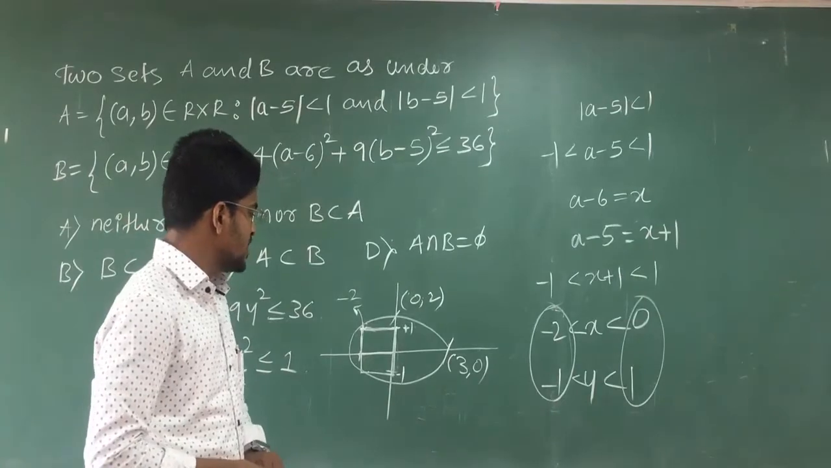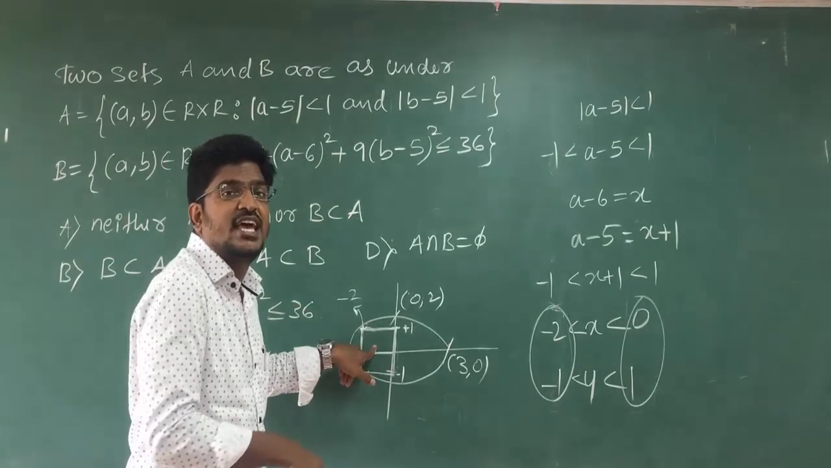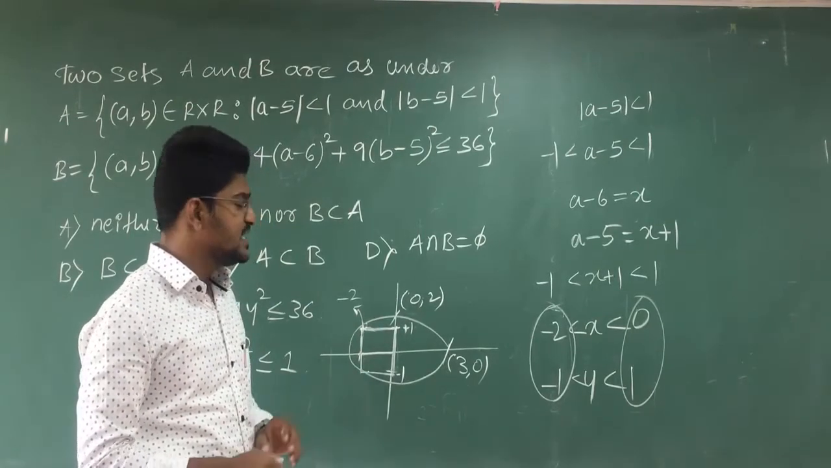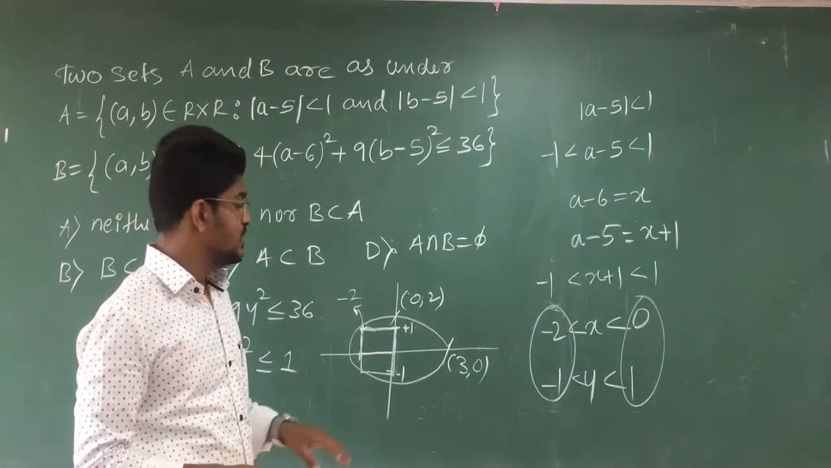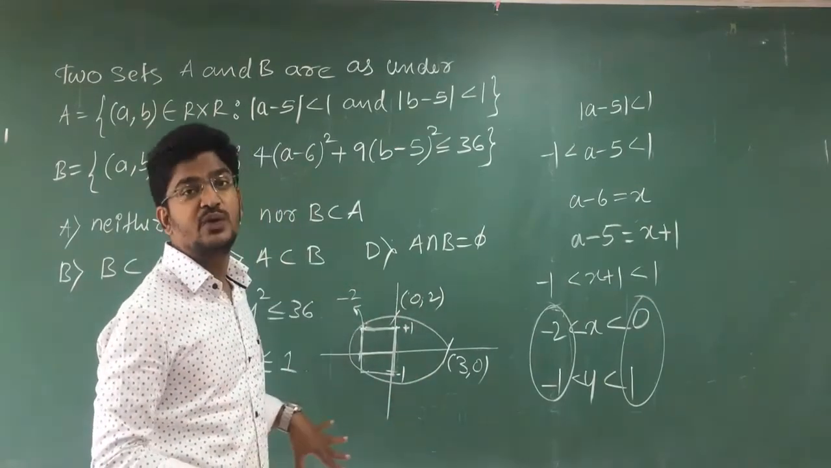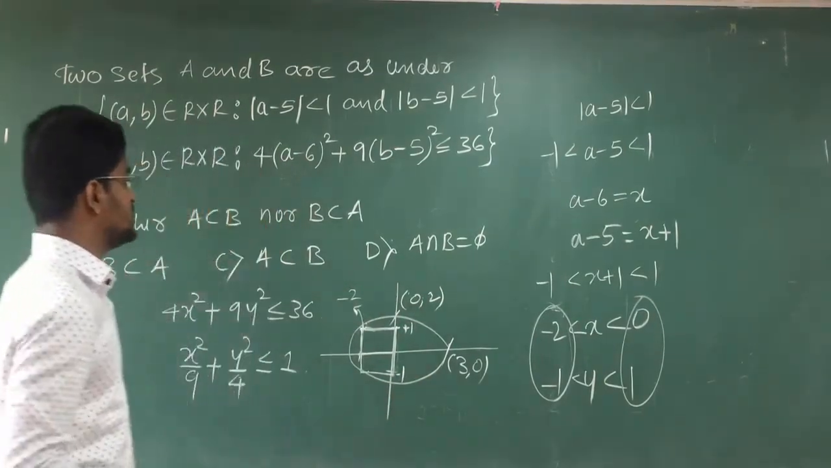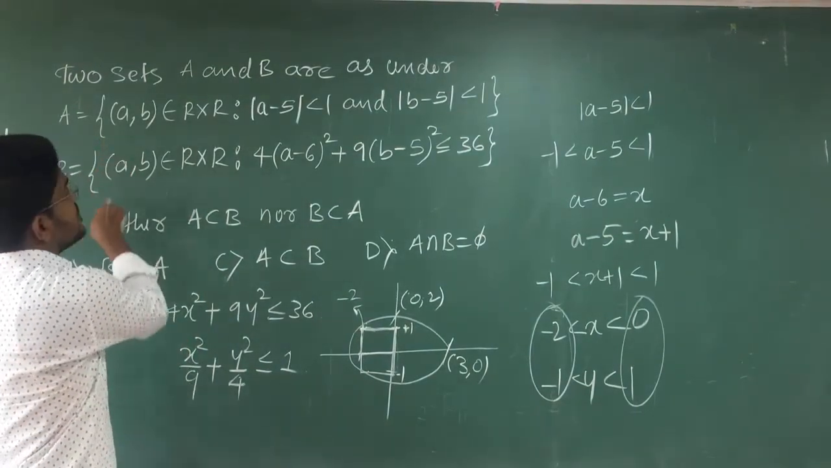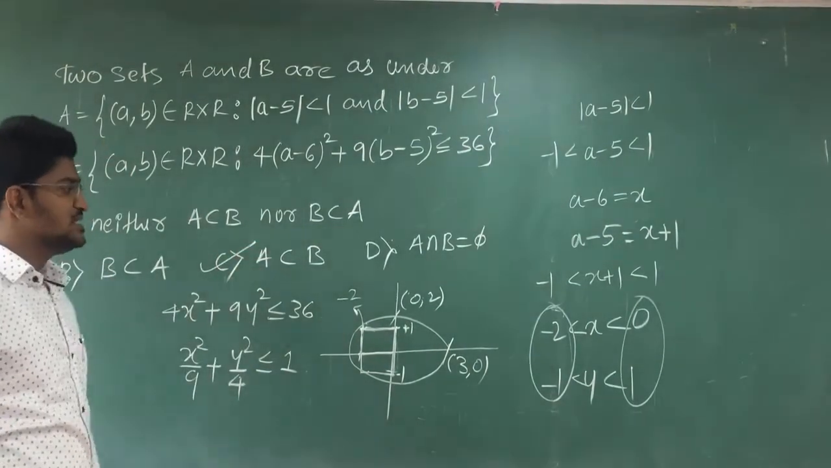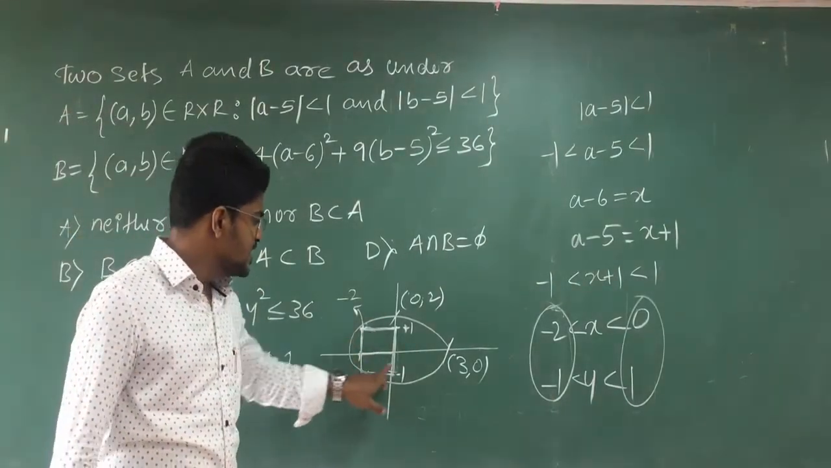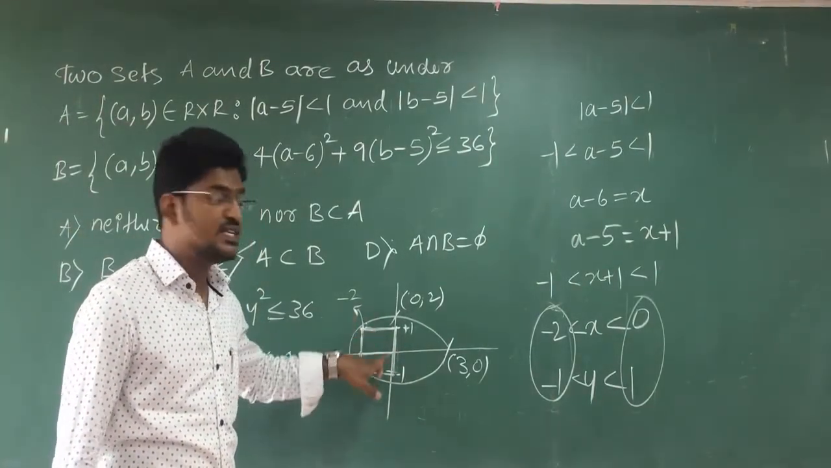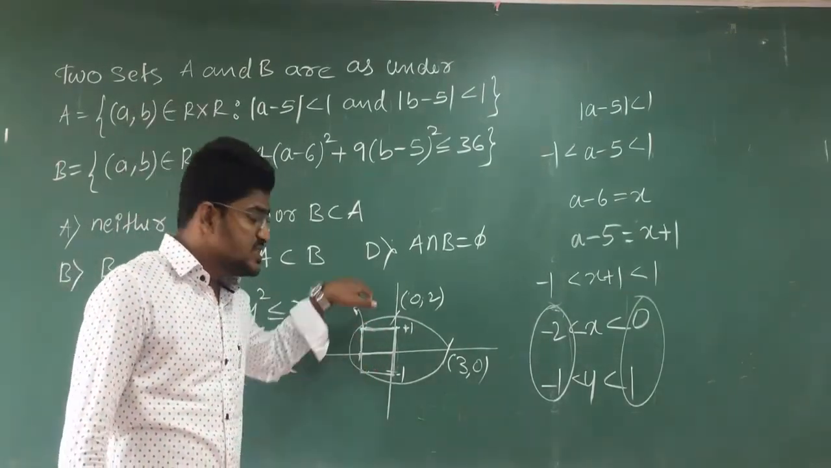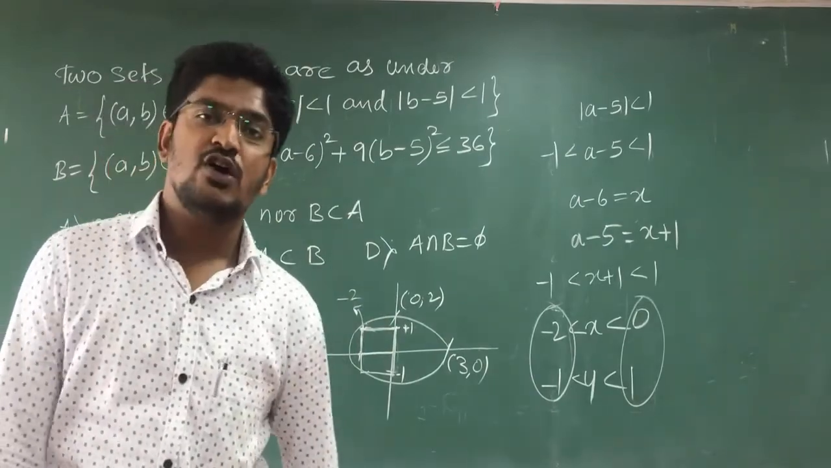Clear? So you can see that the rectangle is inside the ellipse. If the rectangle is inside the ellipse, then what are you going to get? It is a subset of the ellipse. That is, A is a subset of B. Okay, A is a subset of B. That is option C. Clear? Clearly you can see that the rectangle is inside the ellipse, so A is a subset of B.